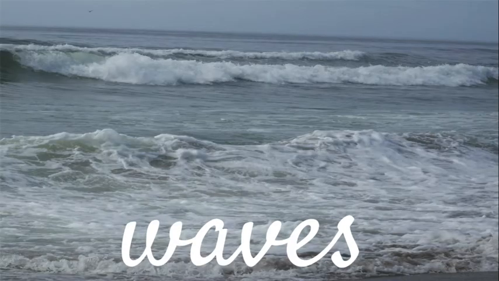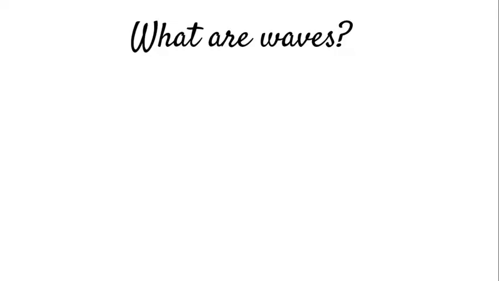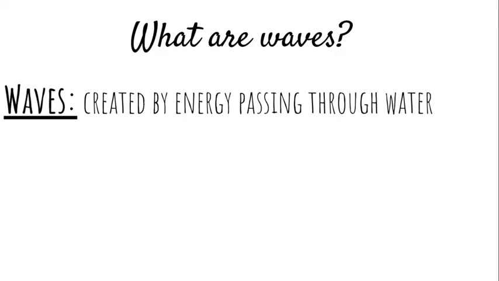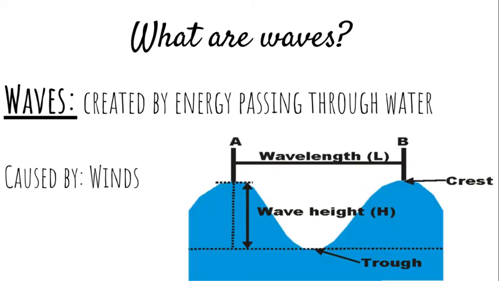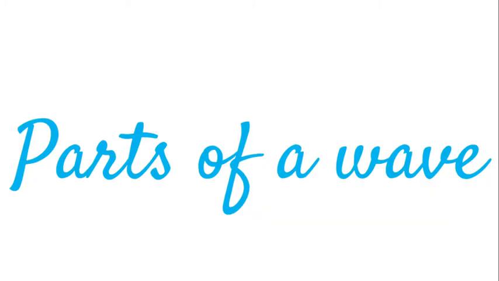First, let's talk about waves. What are waves? Waves are created by energy passing through water, caused by wind. So the wind blows air, which creates energy that gets passed through water, resulting in waves. Let's look closely at the parts of a wave.